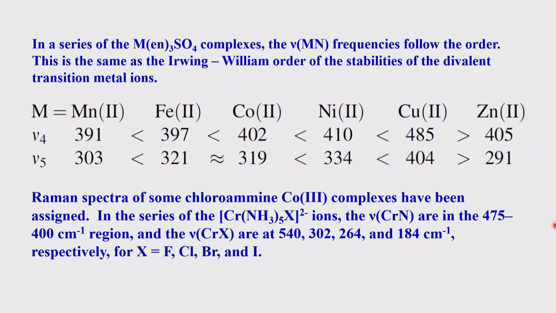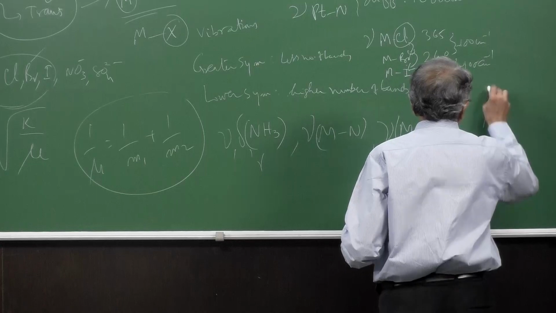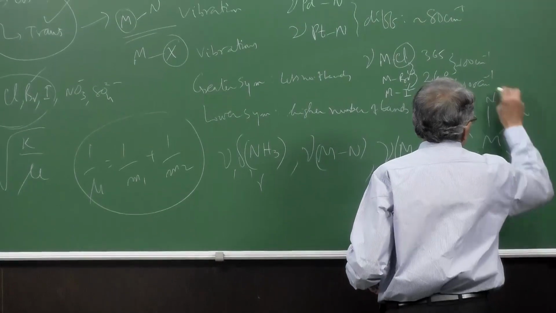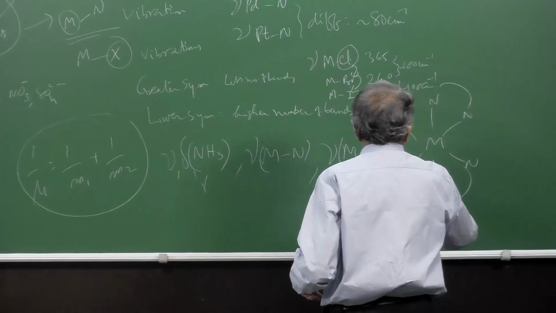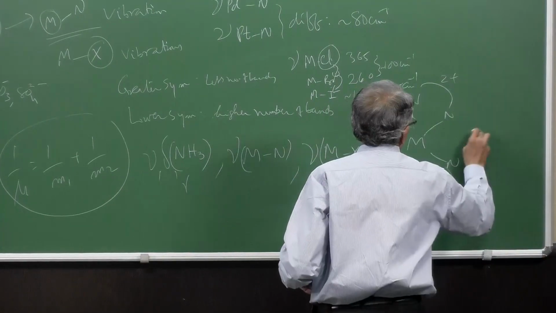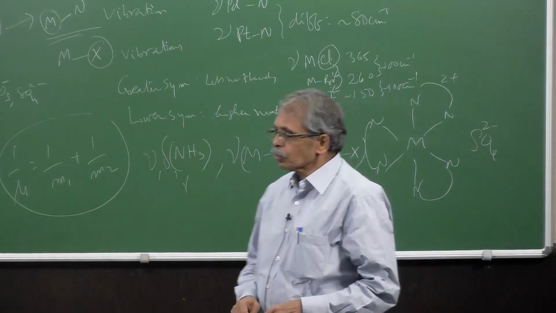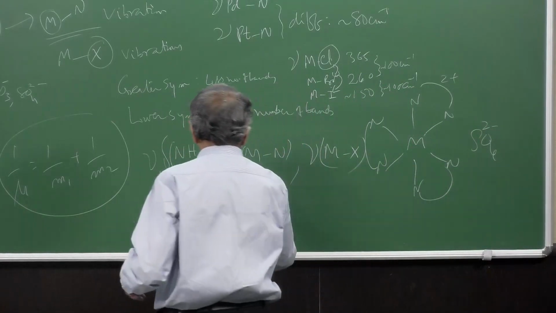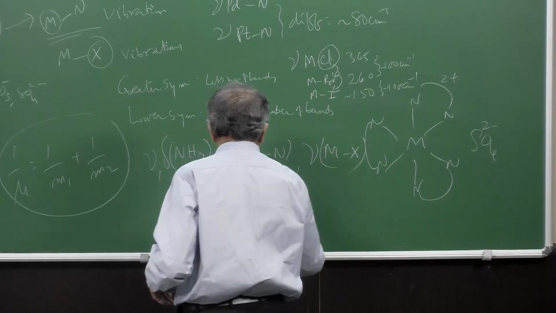Okay, let us look at one other example before we close this particular lecture. It is in a series of the metal tris(ethylenediamine), that is 6 coordinated, and a sulfate, that means 2 plus. So the 2 minus is outside, 2 plus is inside. These are nothing but the metal tris(ethylenediamine) sulfate, so you have sulfate 2 minus. So you're looking at the M-N band vibrations, nu M-N vibration.